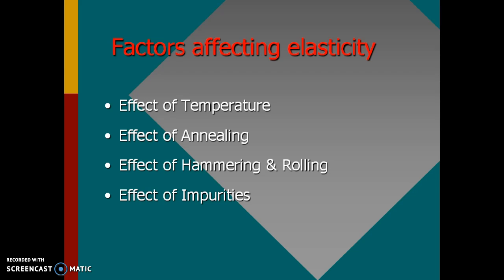Third factor is effect of hammering and rolling. In this, the metal consists of small crystal grains. Due to hammering and rolling, the crystal grains break up into smaller units and it increases the elastic properties of the material. And the last factor is effect of impurities. When impurities are added to the metals, the strength of the material increases and elasticity of the material also increases. But in some cases, by addition of impurity in the material, elasticity decreases.